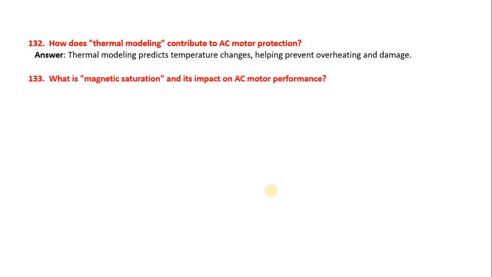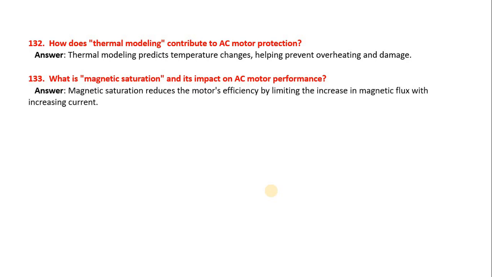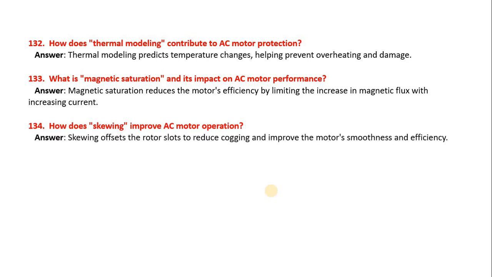What is magnetic saturation and its impact on AC motor performance? Magnetic saturation reduces the motor's efficiency by limiting the increase in magnetic flux with increasing current. How does skewing improve AC motor operation? Skewing the rotor slots reduces cogging and improves the motor's smoothness and efficiency.